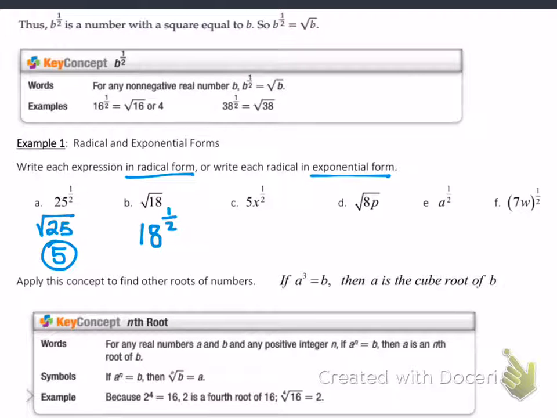Now here, letter C is actually kind of tricky because it's 5x to the 1/2, and we talked about in class, what does the exponent touch? The exponent only touches the x, it doesn't touch the 5 at all. So if you want to change it to radical form, only the x is under the radical, since x is the only one being touched by the exponent. And so this right here is my final answer, 5 square root of x. Why don't you try D, E, and F on your own and see if you can get those.